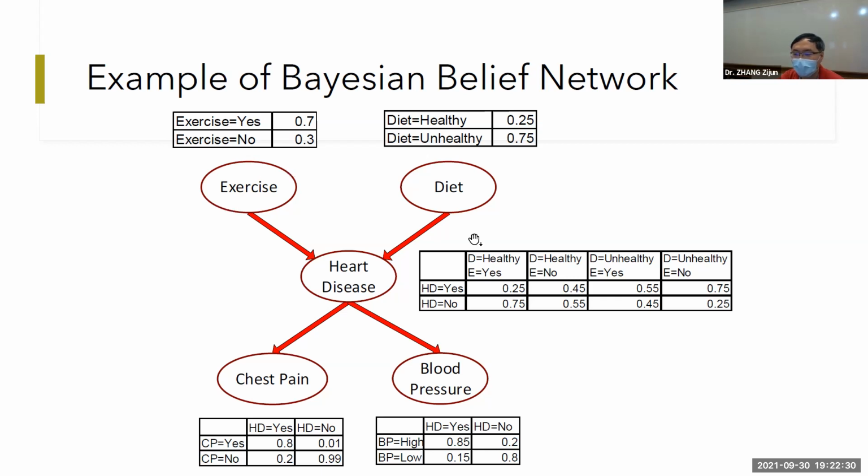First, we look at exercise and diet. Exercise is a kind of parent of heart disease, and it does not have any parent. So it serves as a kind of prior information for determining whether the person has heart disease or not. Okay, so it just has a prior probability. The exercise. Okay.